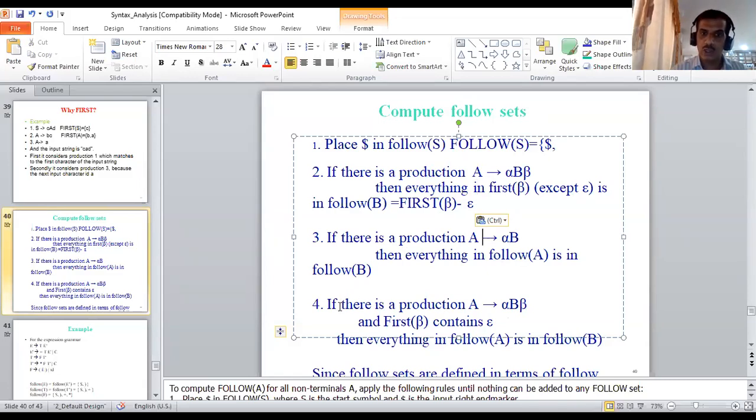And in the fourth case, if there is a production of type A tends to alpha B beta, and if first of beta contains epsilon, then everything in follow of A is also in follow of B. It is the same as the third. The only difference is that here you have beta. If first of beta contains epsilon, then follow of B is also the same as follow of A.